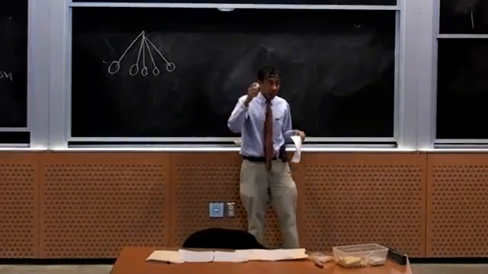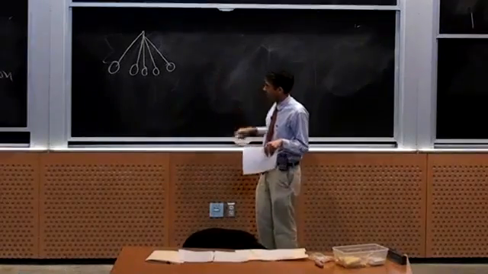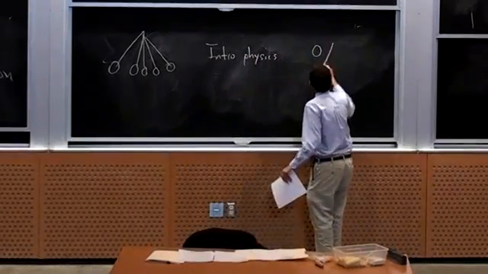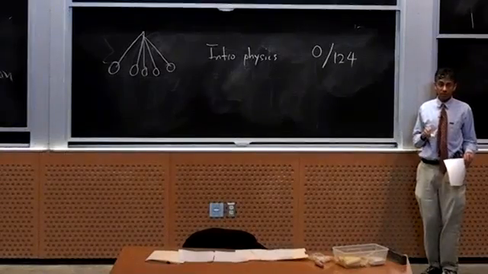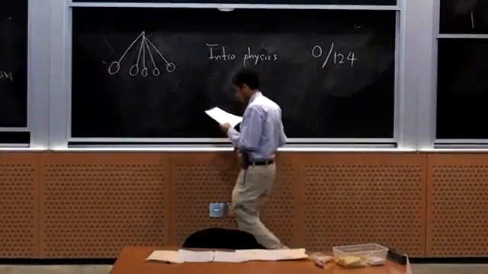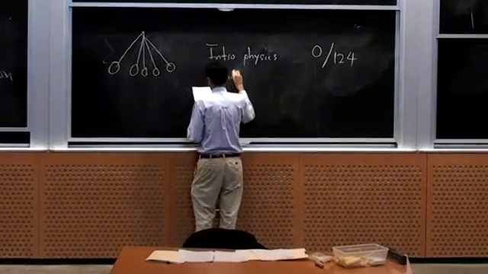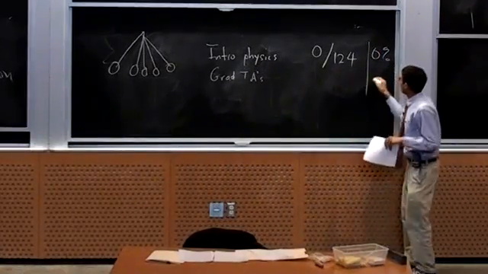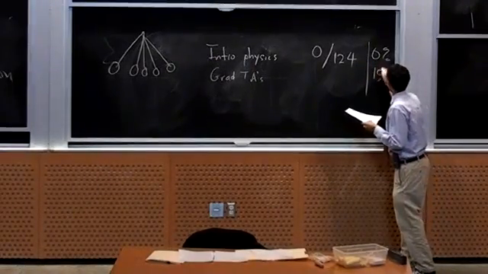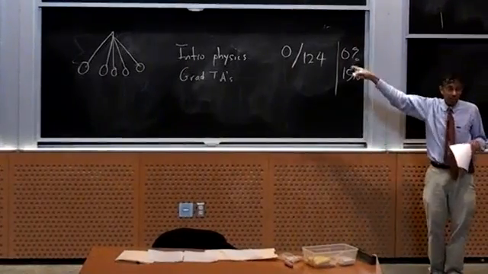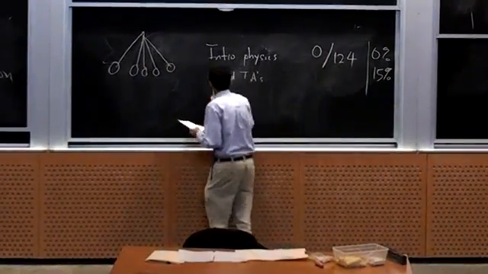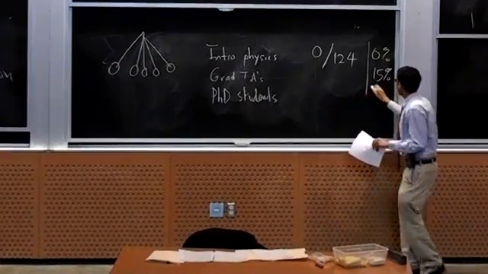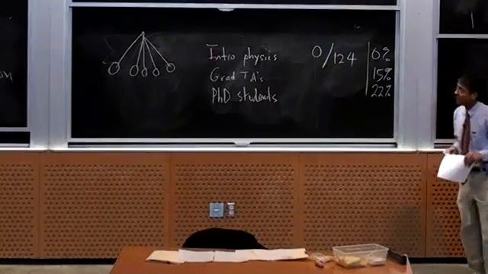Of students in intro physics who'd had acceleration, so they'd done acceleration, 0 out of 124 students could do that problem. So that's 0%. Of grad TAs, it was 15%. These are grad TAs in physics who TA that course. And PhD students, this was PhD students on their qualifying exam, it went up to 22%.